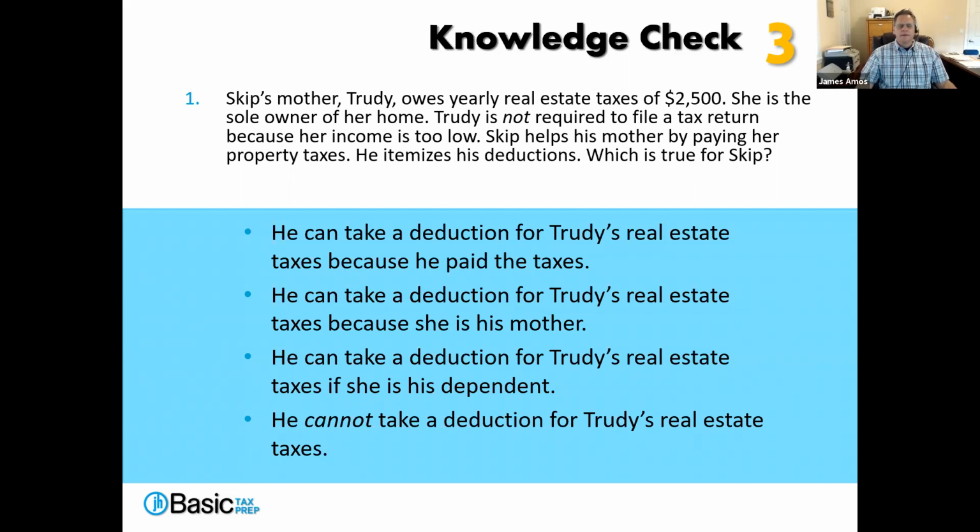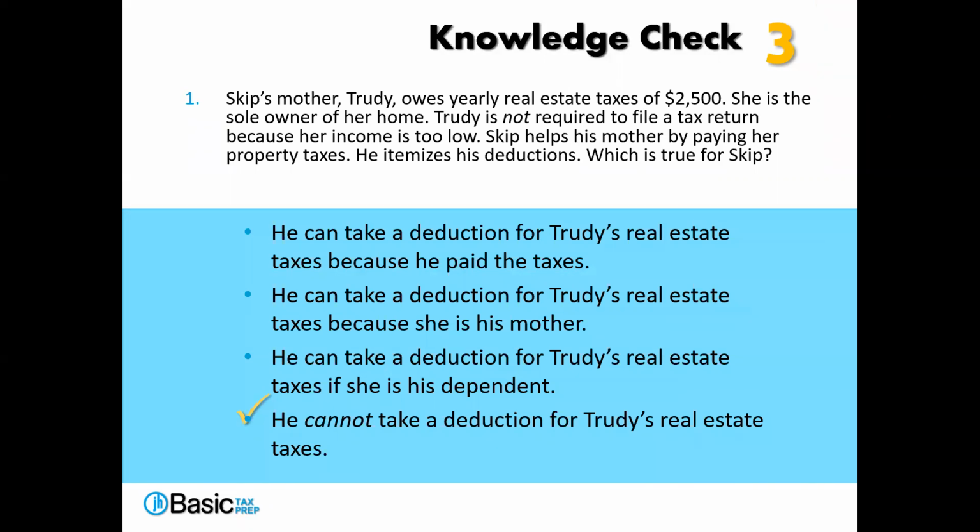Okay. So Noemi, I'm going to have you answer this verbally. So here's the situation. Skip paid his mom's real estate taxes during the year. He's not the owner of the property. Skip is itemizing his own deductions. Let me ask this differently. Can he deduct the real estate taxes that he paid for his mom? No. That's correct. So the answer in this case is actually D. Why is it D? He doesn't own the house.